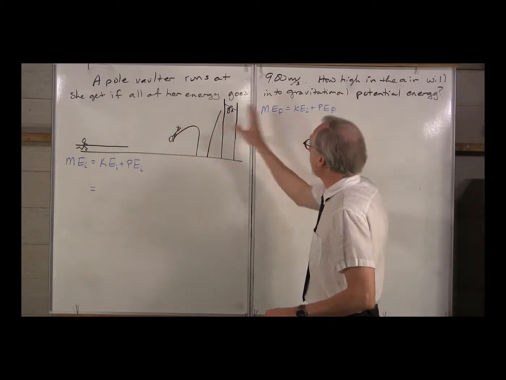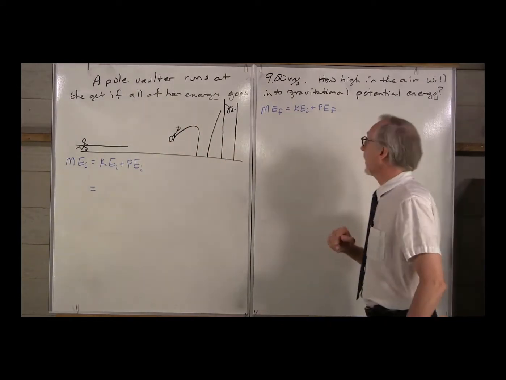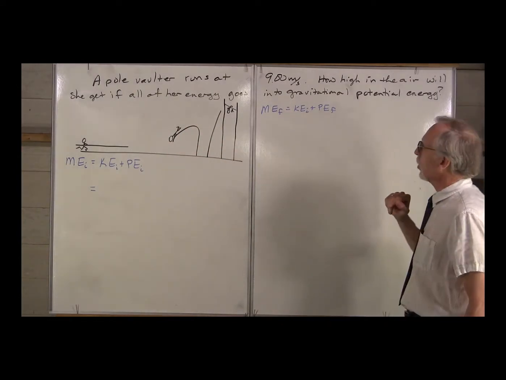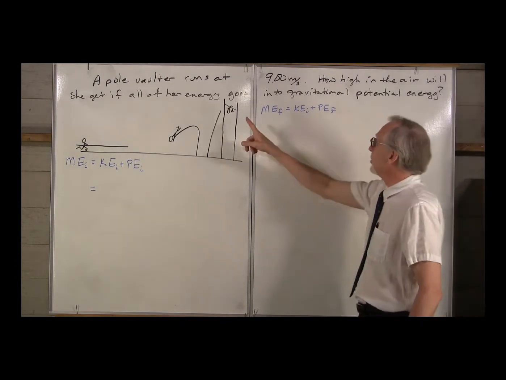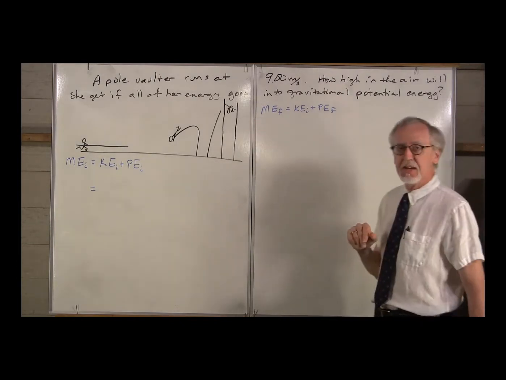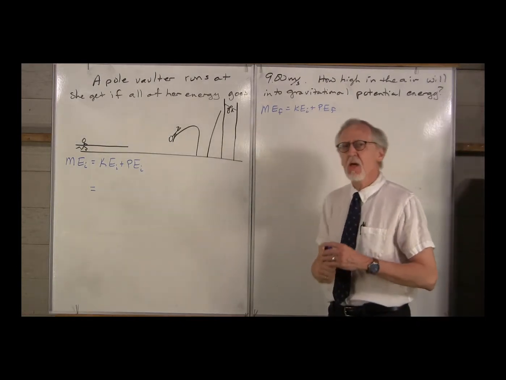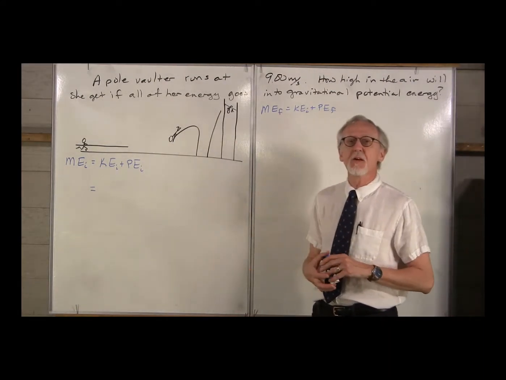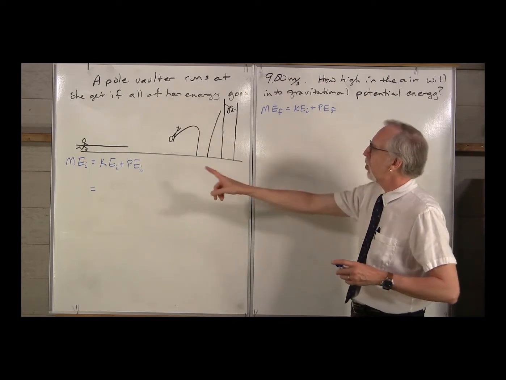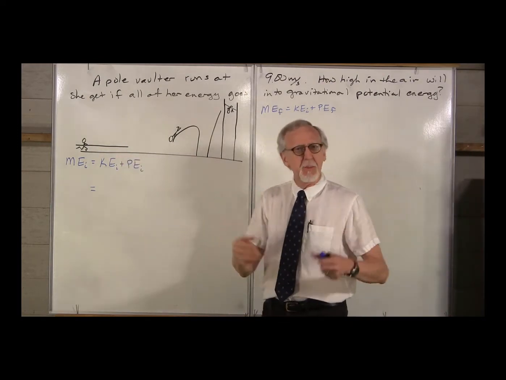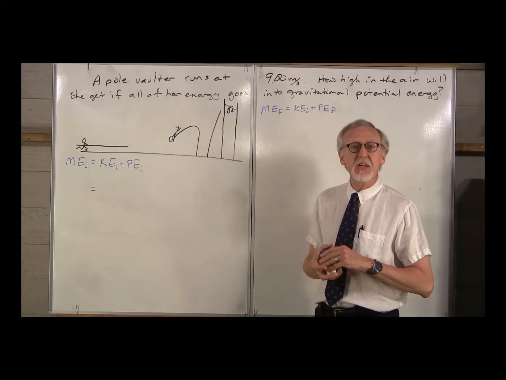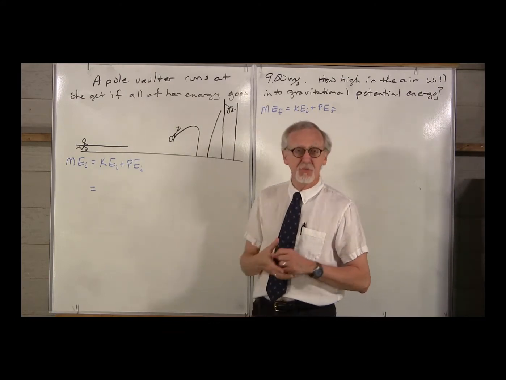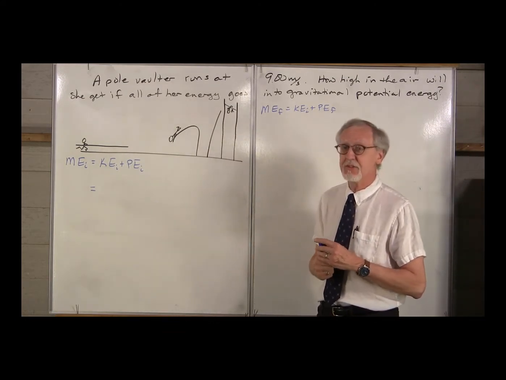Let's look at another problem and stick some numbers in. A pole vaulter runs at 9 meters per second. How high in the air will she get if all of her energy goes into gravitational potential energy? A number of years ago, I had a student who actually wasn't familiar with what pole vaulting was. So you might look up a video or something on the internet and take a look at it. It's a really very amazing, interesting sport.